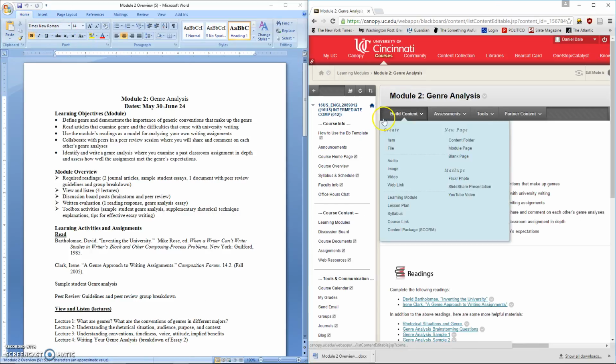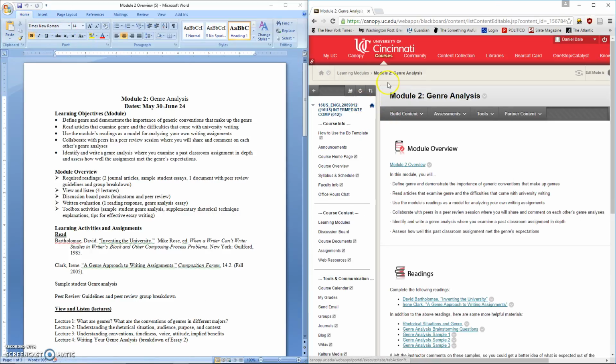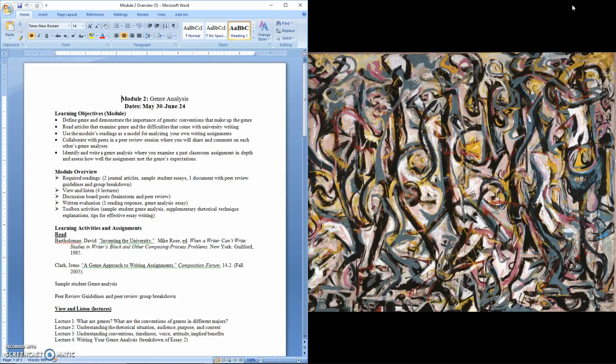In general, though, this assignment, Module 2, runs very similarly to Module 1. We have very similar discussion board posts, very similar reading responses, very similar peer review work. The steps you'll basically take are going to be the exact same. The only real difference is that the assignment you're doing them around is a bit different than the literacy narrative.